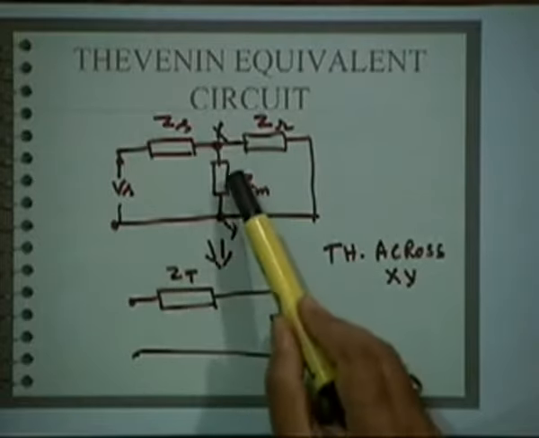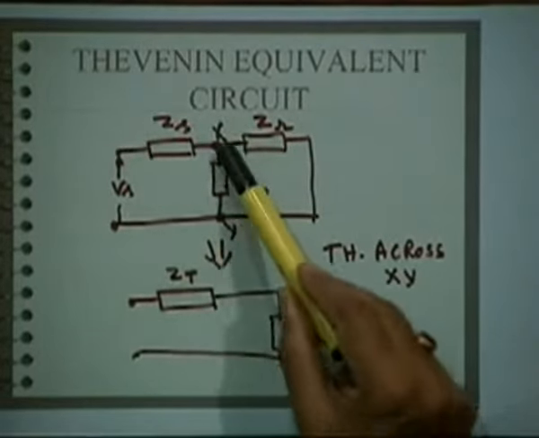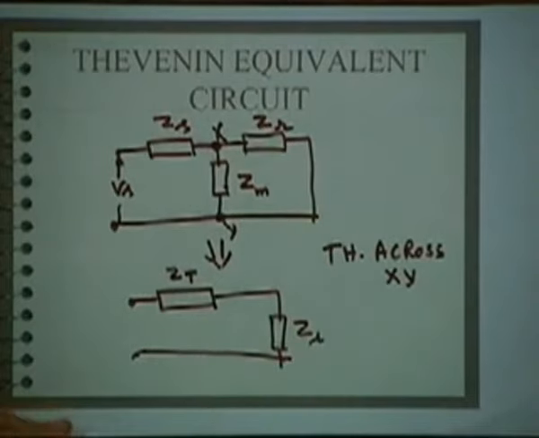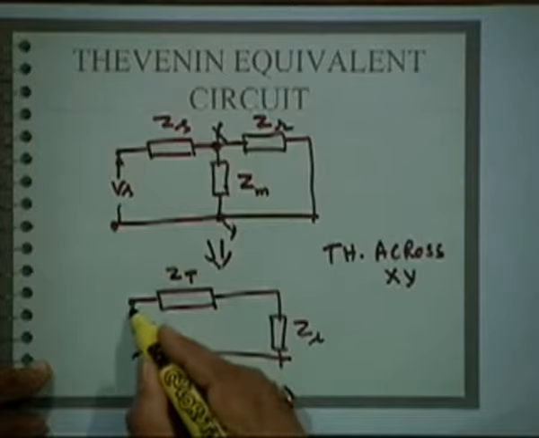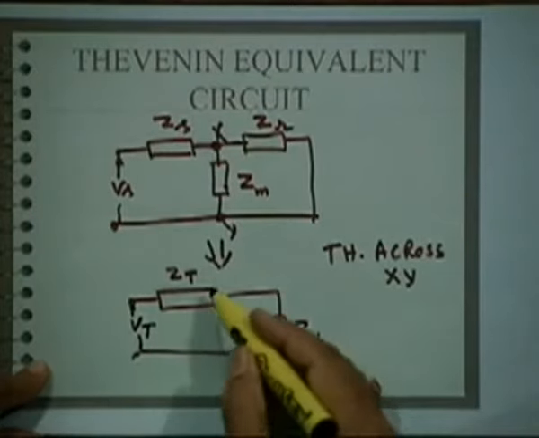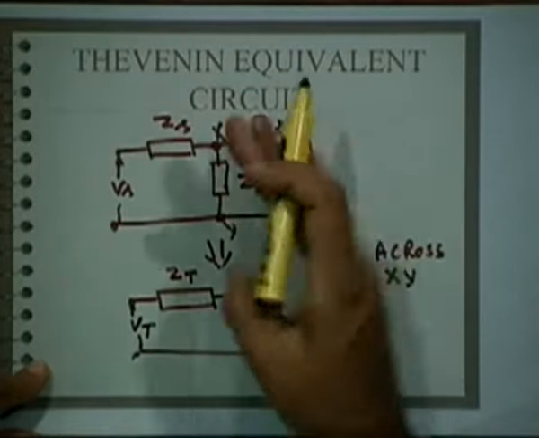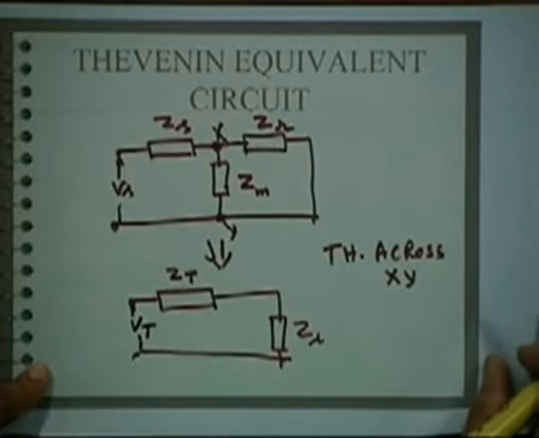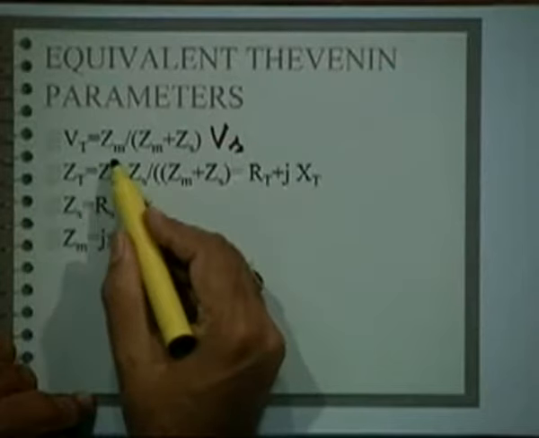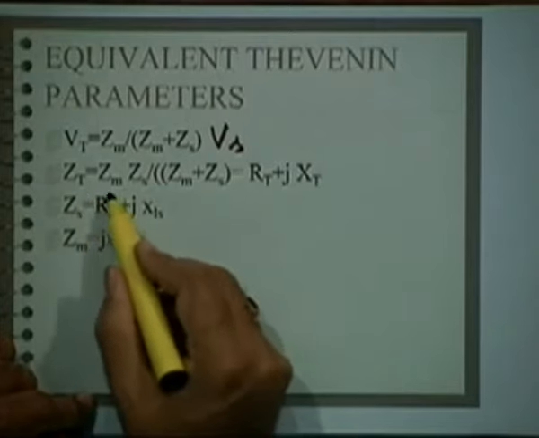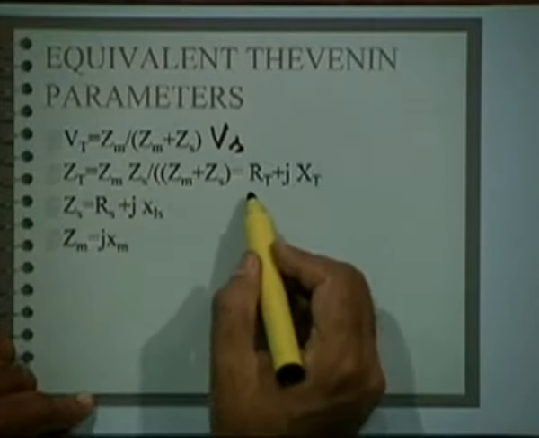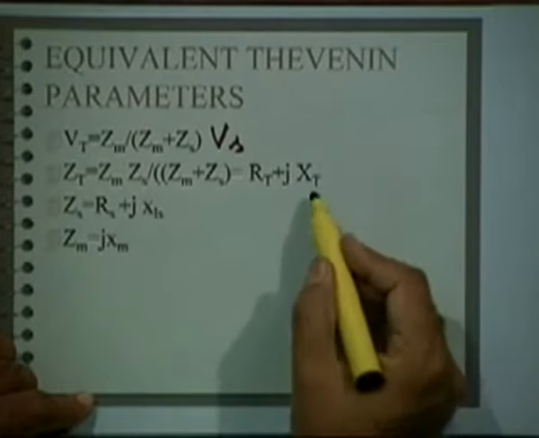Now we have written ZT as the equivalent impedance, and then the voltage across this we call VT, the Thevenin voltage across these 2 points, looking from this side. Now VT was Zm by Zm plus Zs into Vs, and ZT is Zm Zs over Zm plus Zs, that is equal to RT plus JXT.